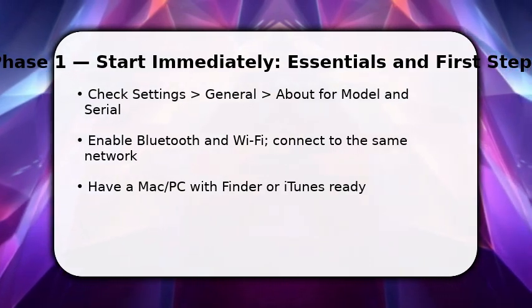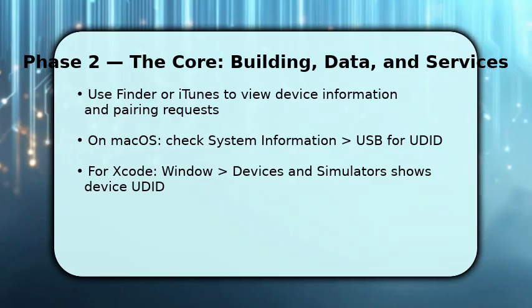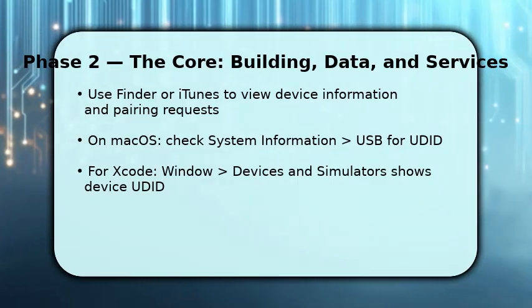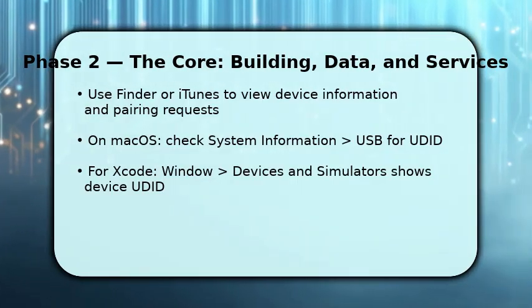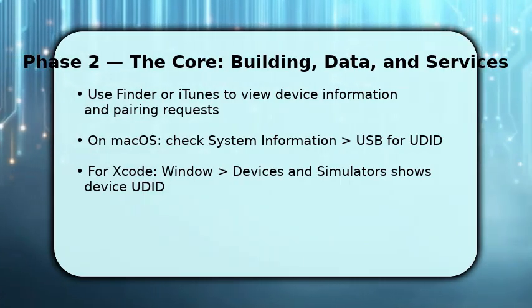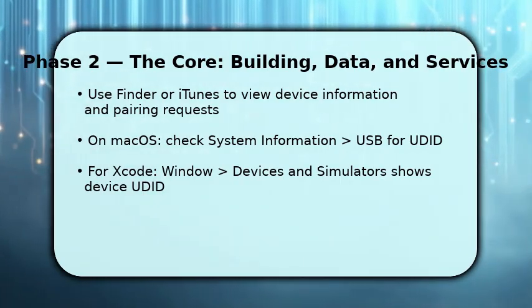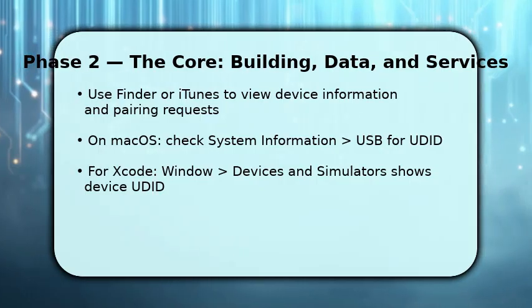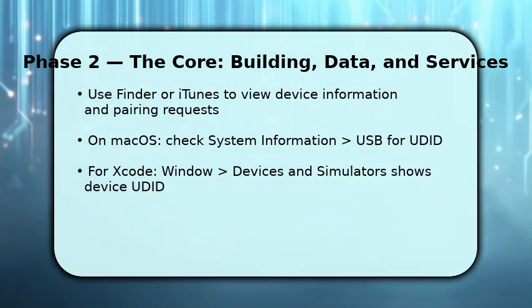Now you pull the actual codes. Open Finder or iTunes and click the connected device to view its summary, then click the serial number to reveal the UDID. This is often the code you need. On macOS, you can also open System Information, select USB, and expand the iPhone entry to copy the UDID.